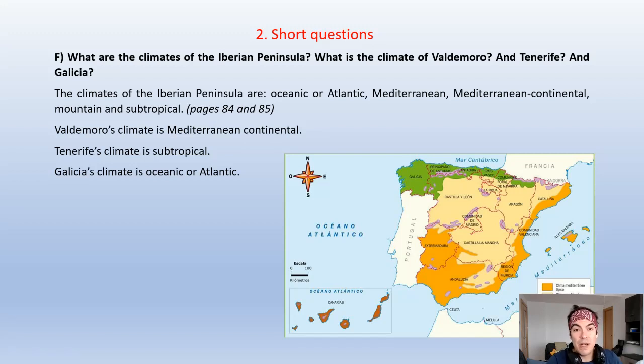Now, to find out the climate of a specific location, you have to look at a map. Valdemoro, where is it? It is here, more or less where I am pointing with the mouse, and this climate is Mediterranean continental. Tenerife, this island of the Canary Islands, we can see the brown color, so it is a subtropical climate. And finally, Galicia, this region in the northwest of Spain, of the Iberian Peninsula, the climate is Atlantic or Oceanic. Okay, and this is all for the short questions.